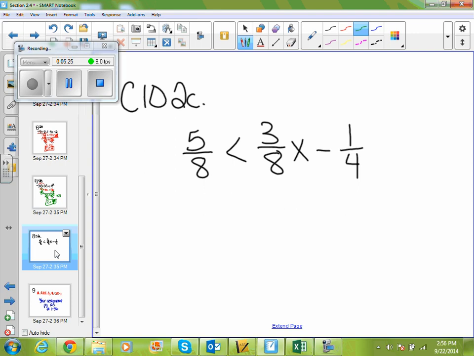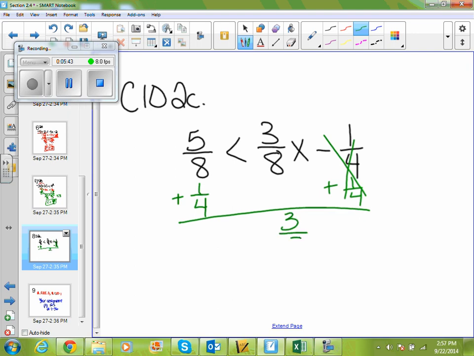Okay, so let's look at our last one. 5 over 8 is less than 3 over 8 x minus 1/4. So we need, here it is, minus 1/4. So we're going to add 1/4. Then over here we're going to add 1/4. So those cancel.